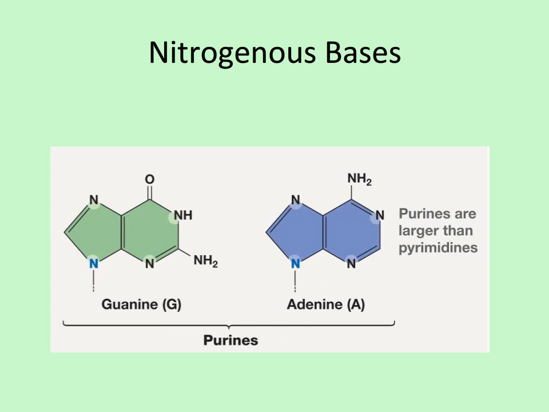Bases that have 2 rings fused together are called purines. Adenine and guanine are larger bases than pyrimidines. Please be able to differentiate between purines and pyrimidines for the exam.